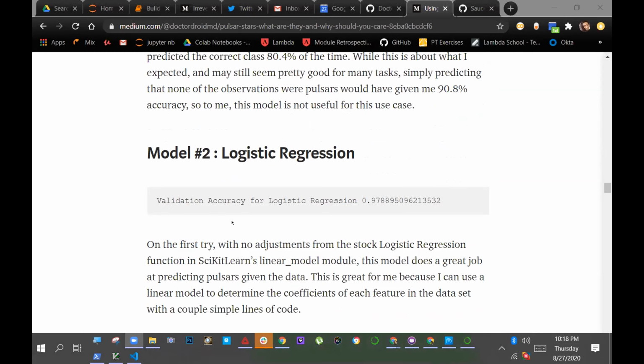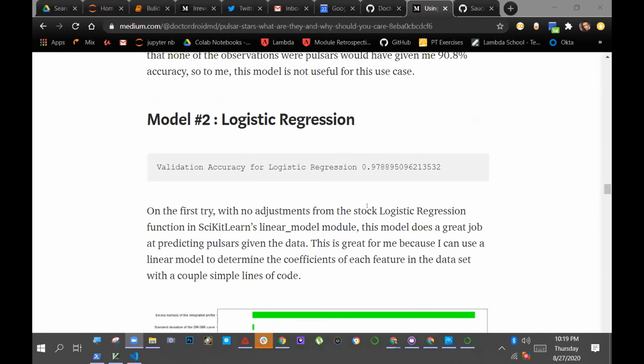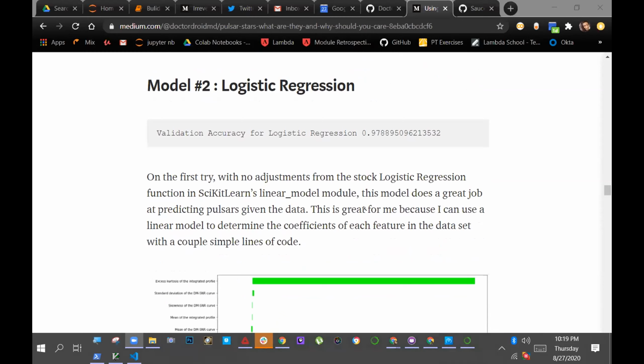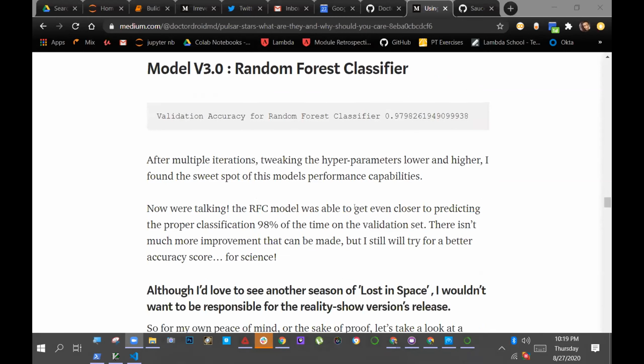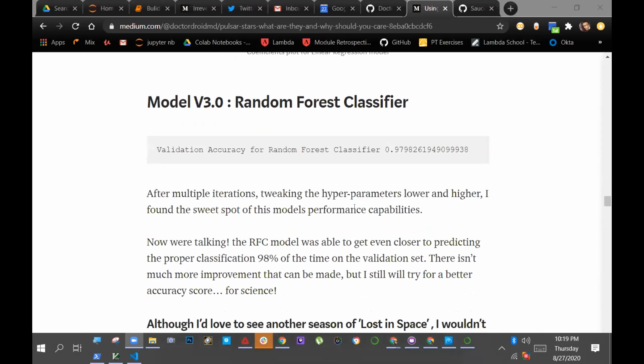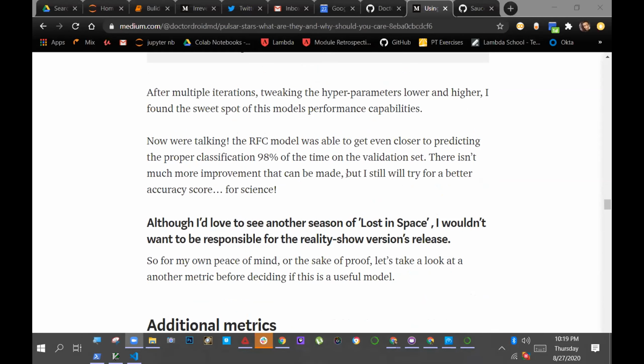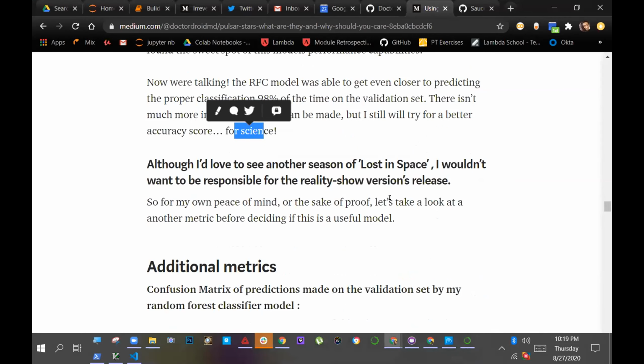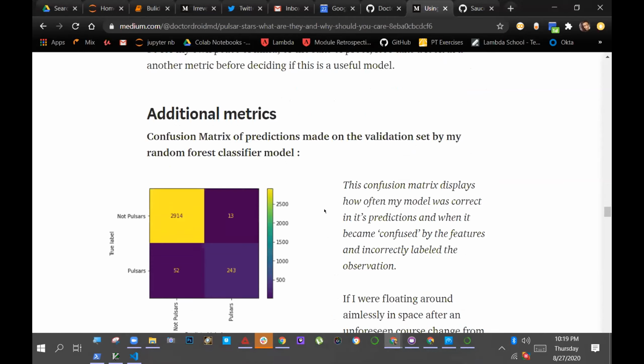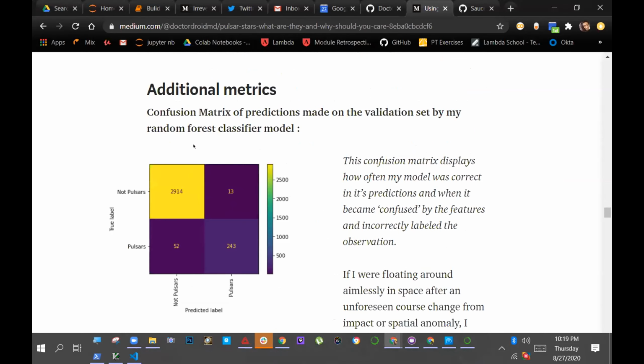Then I go into logistic regression. It kind of upset me because I did this model last because I didn't know we needed a linear model, but it tied my best hyperparameter-tuned random forest classifier that I spent a bunch of time trying to figure out. Still though, improvements can be made. I'm going to try for a better accuracy score, for science. There's a couple quips you can read if we have time.